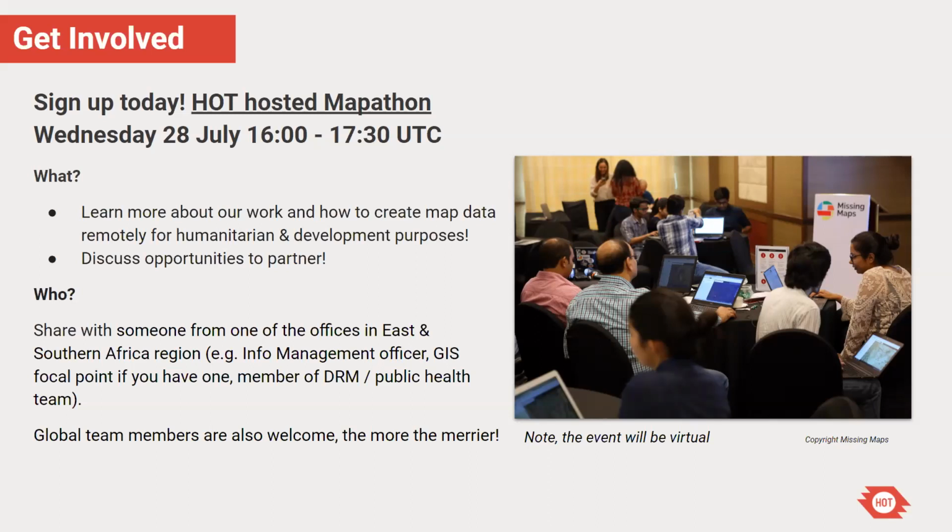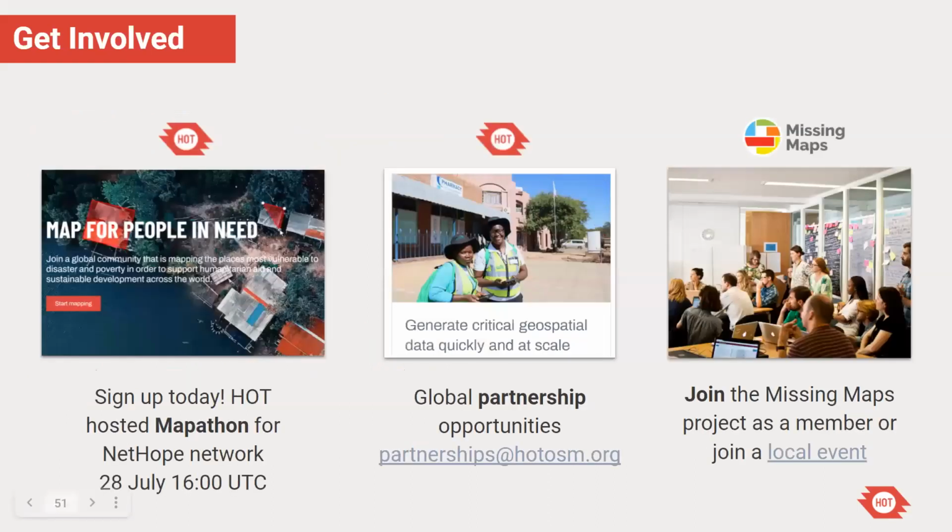Next slide. Yeah, so like I mentioned, sign up for the Mapathon. The registration link is in the chat. But also, if you want to generate critical geospatial data quickly and at scale in any country where you work, or if you're interested in connecting to any of our local OSM communities that we work with, you can also get in touch through the partnerships team. The email is also dropped in the chat.